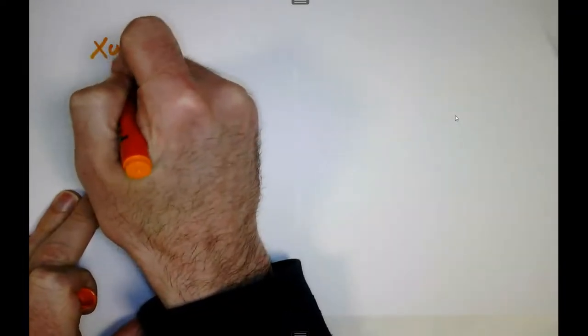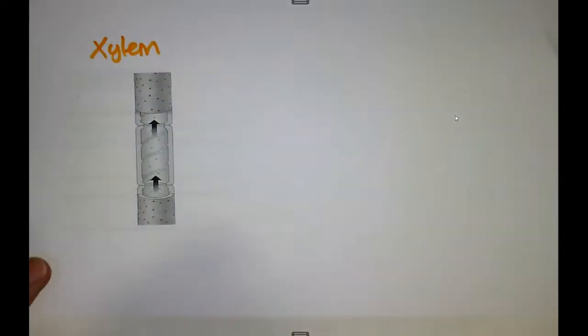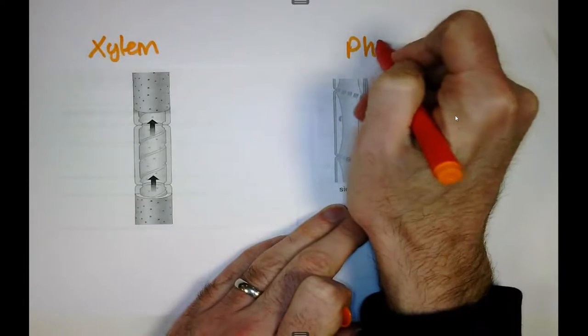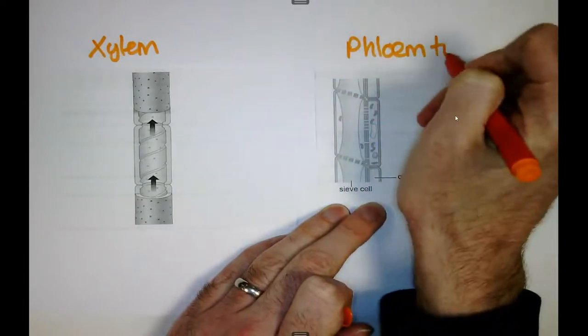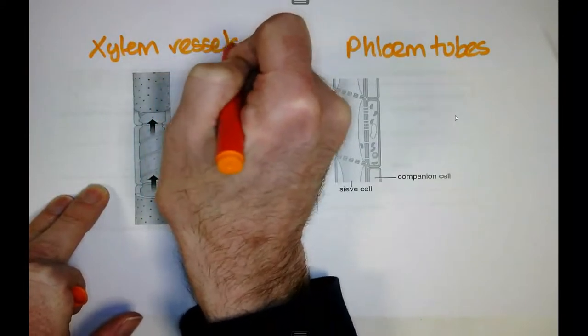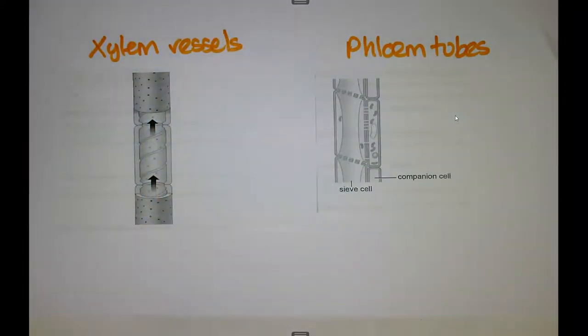These are xylem vessels, so xylem, and we've also got phloem tubes. Okay, so a good place to start is thinking about how you might label these, some key features, just like any other specialized cell that you might have.